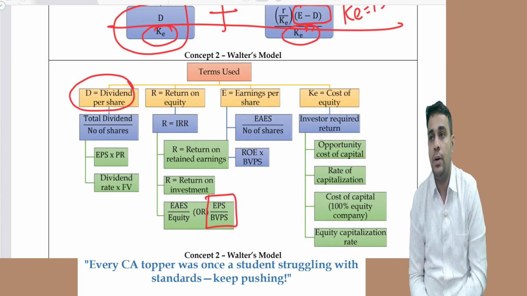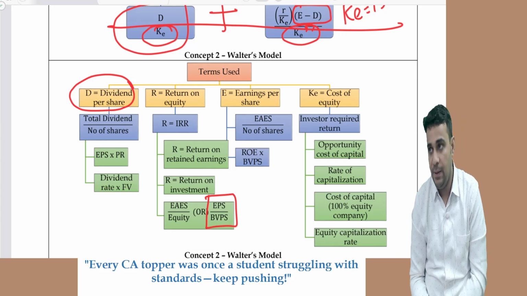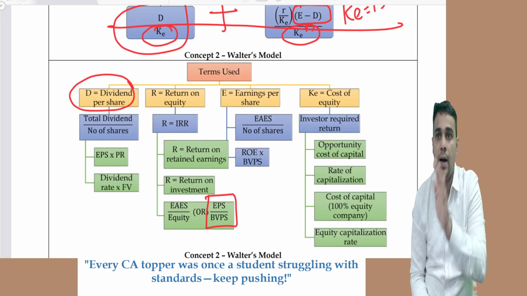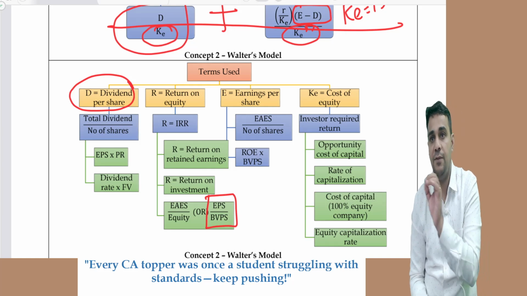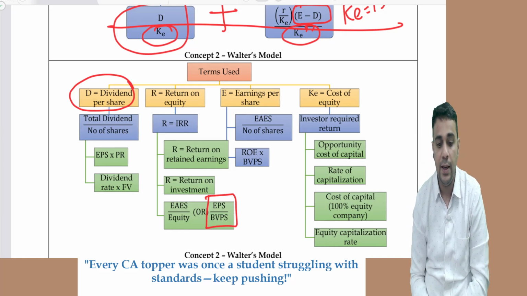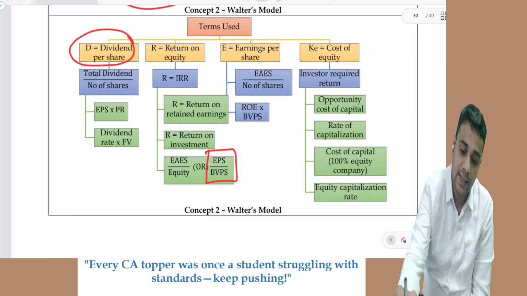ROE is equal to EPS by BVPS. BVPS goes to the other side. EPS is equal to ROE into BVPS. Then comes the KE.